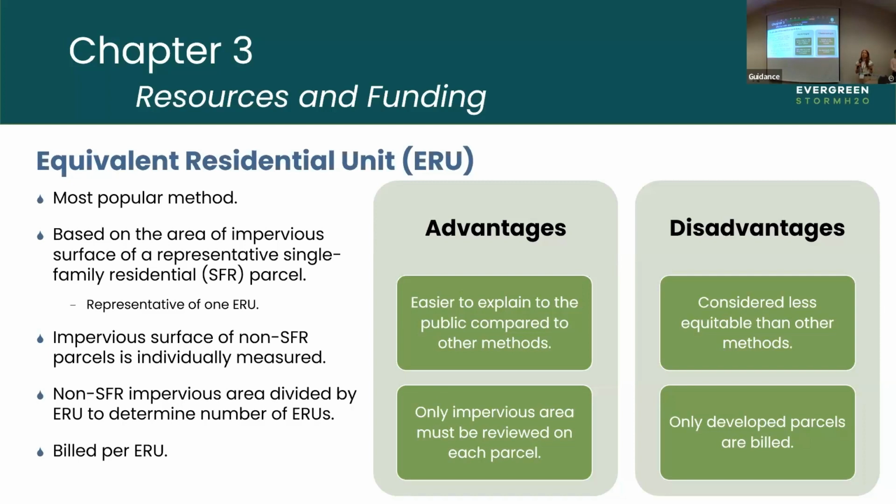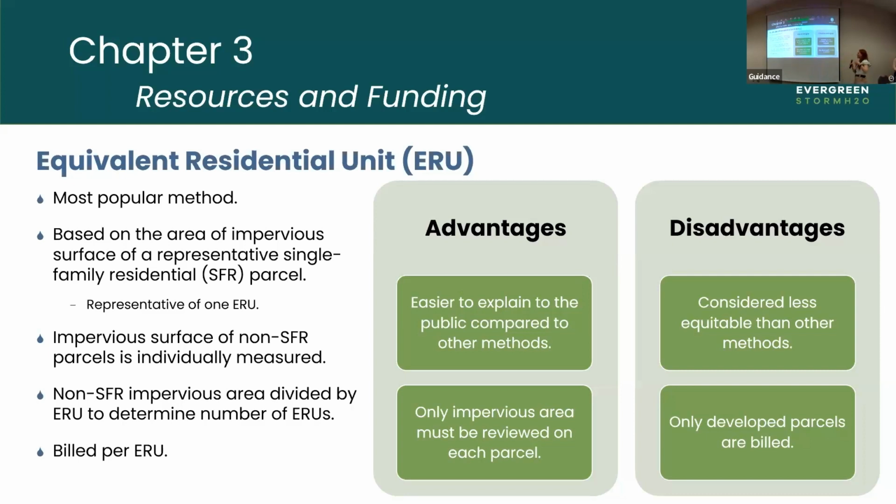To everything, there are some advantages and disadvantages to this strategy. In general, I want to say all of these strategies are difficult to explain to the public, but this one is reported as easier than others, and that is generally because it is directly related to impervious surface. This is one of the things I think is easier for the public to connect: more impervious surface, more stormwater runoff, I'm paying more.